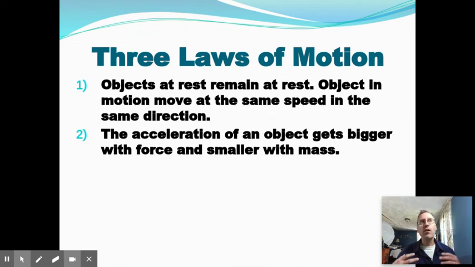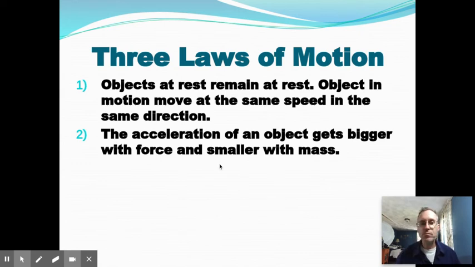Why? Because the force generated by the explosion inside the howitzer is much greater than the force that you can generate with just your arms chucking the thing. So the bigger your force, the more it accelerates. Smaller your force, the less it accelerates. The acceleration of an object, there's a second part of this, gets smaller with mass for a given force.